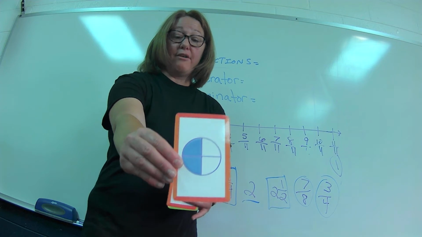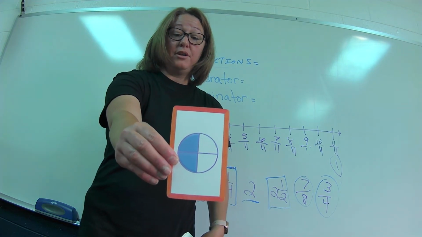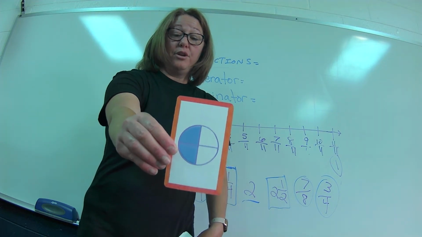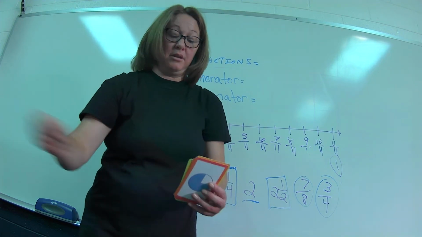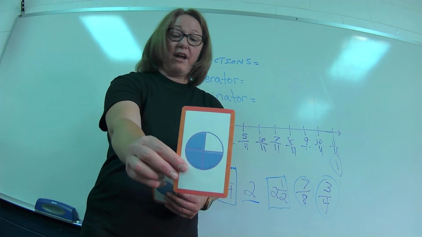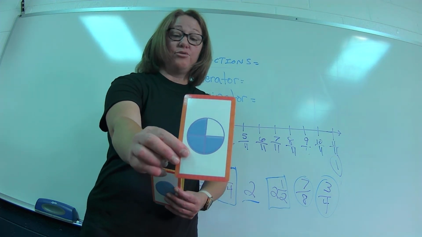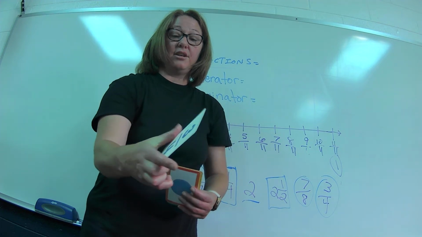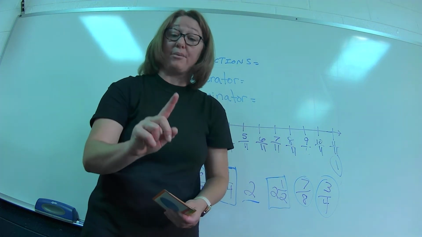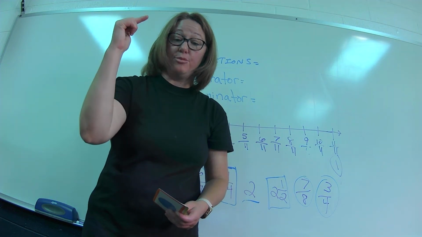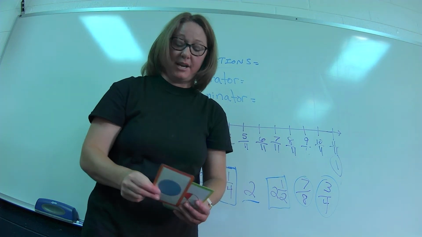All right. Again, we have 4 total parts. We've used 2. So our fraction is 2/4. Here, again, we have 4 parts. This time we've used 3. So this is 3/4. These are all proper fractions with my numerator smaller than my denominator.